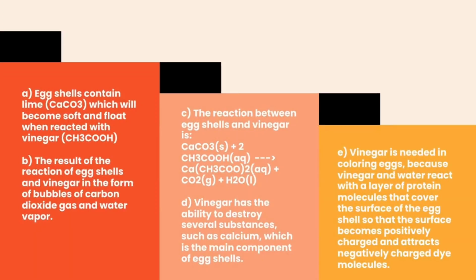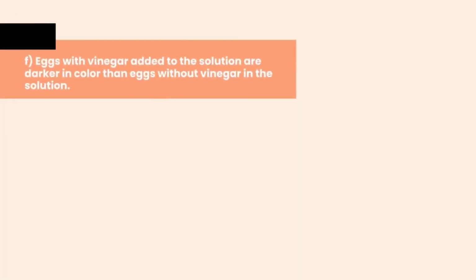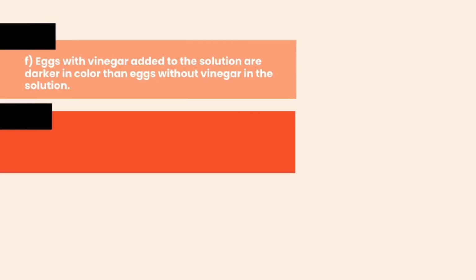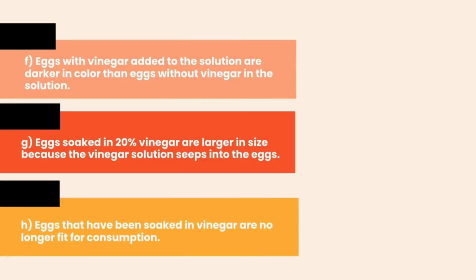5. Acetic acid is needed in coloring eggs because acetic acid and water react with a layer of protein molecules that cover the surface of the eggshells so that the surface becomes positively charged and attracts negatively charged dye molecules. 6. Eggs with acetic acid added to the solution are darker in color than eggs without acetic acid in the solution. 7. Eggs soaked in 25% acetic acid are larger in size because the acetic acid solution seeps into the eggs. 8. Eggs that have been soaked in acetic acid are no longer fit for consumption.